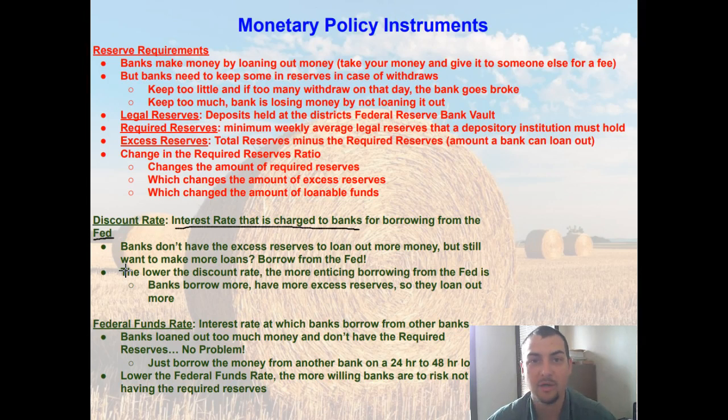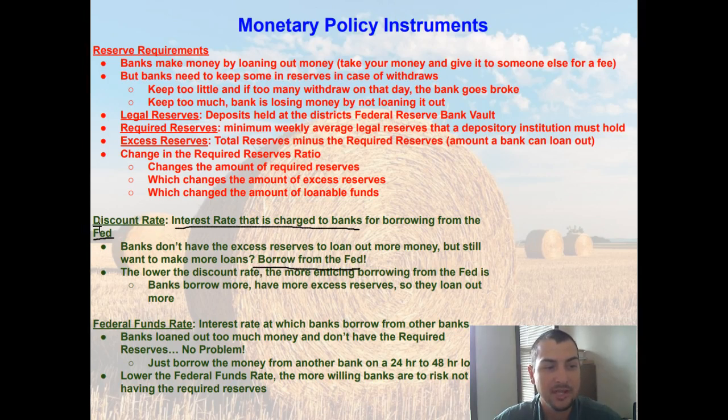Why does a bank want to make loans? Because they make money off of making loans. They make a profit off of making loans. So they want to loan out more money, but they don't have the excess reserves for it. Well, how can they get more money? They just borrow it from the Fed, and whenever they borrow it from the Fed, they borrow it at this discount rate.